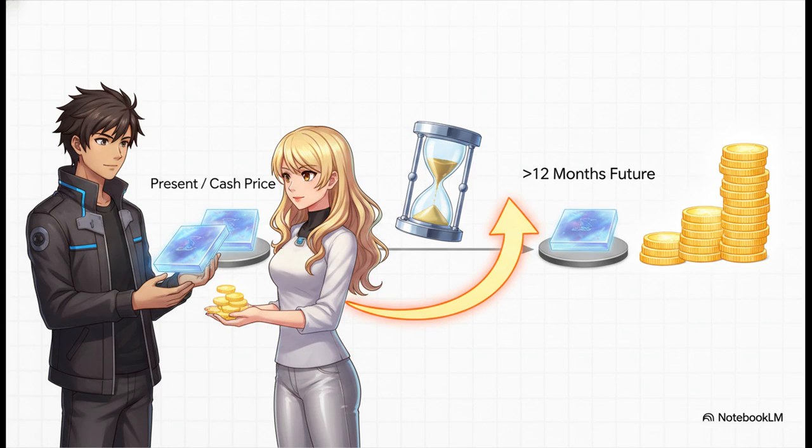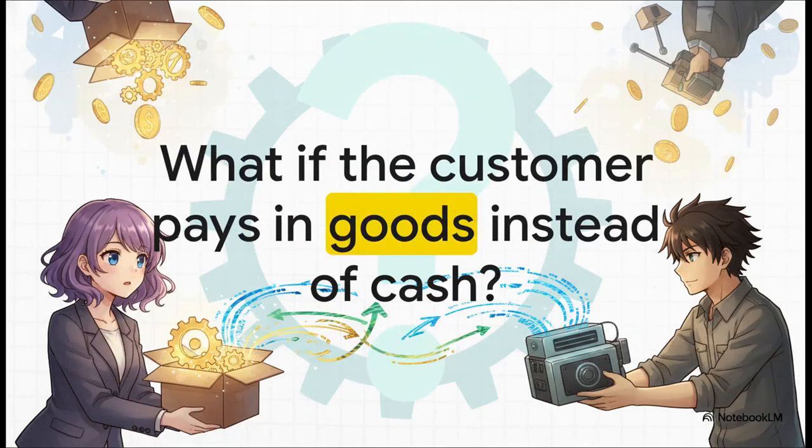You do this by recognizing the cash selling price, meaning what the item would cost if they just paid in cash today, as your actual revenue. Any extra money you receive on top of that cash price over time, that's not revenue from selling goods. That gets treated separately as interest or finance income. But hold on, what if the customer pays in goods instead of cash? This introduces a really fascinating scenario called non-cash consideration.